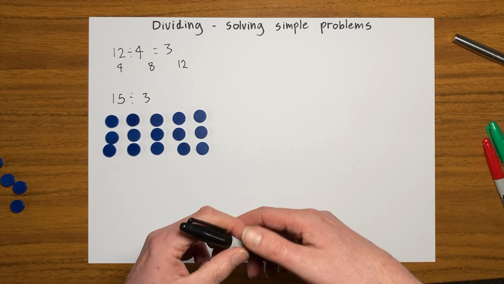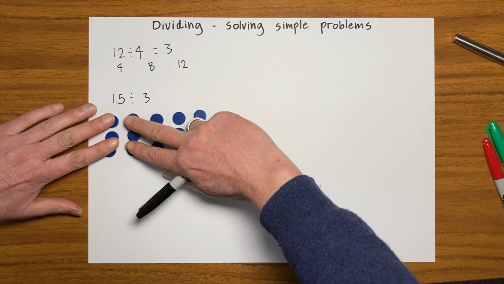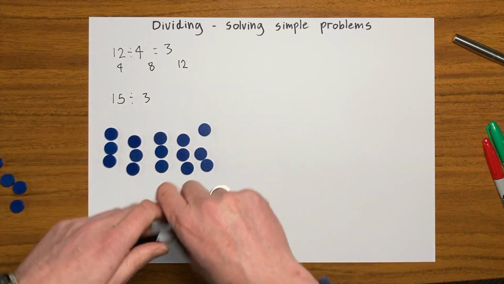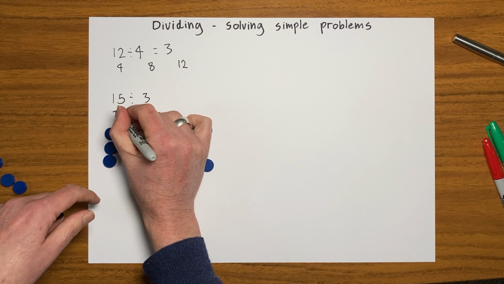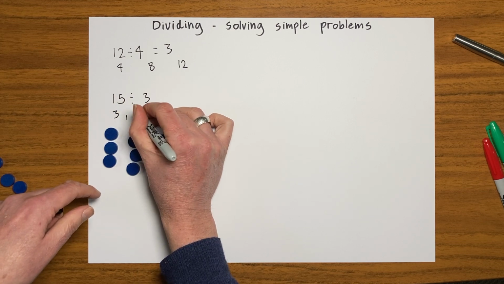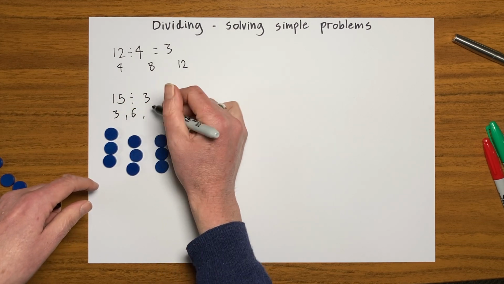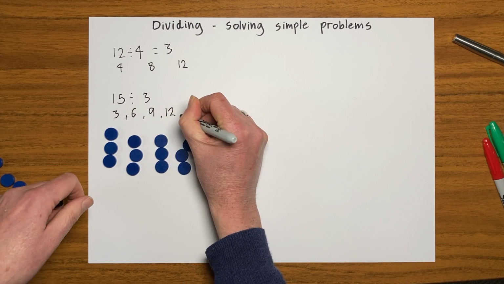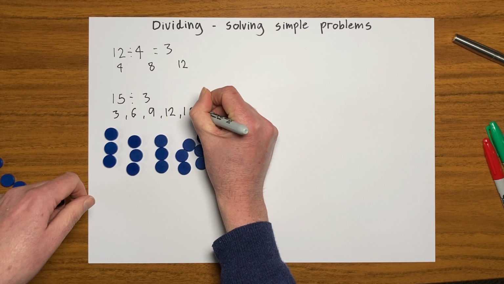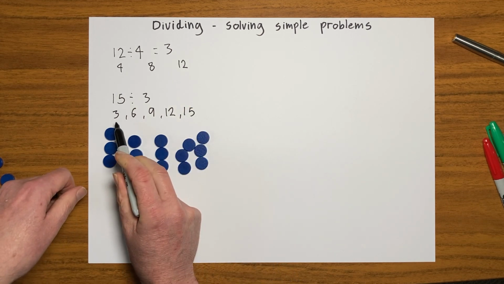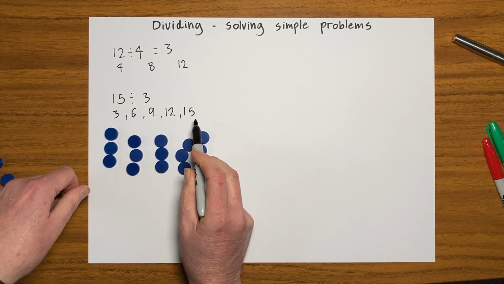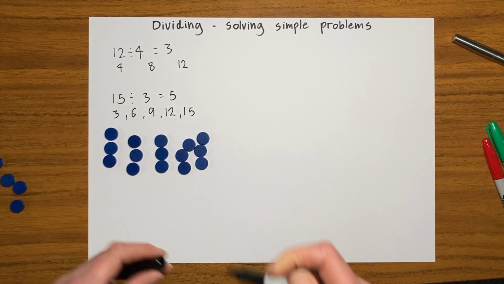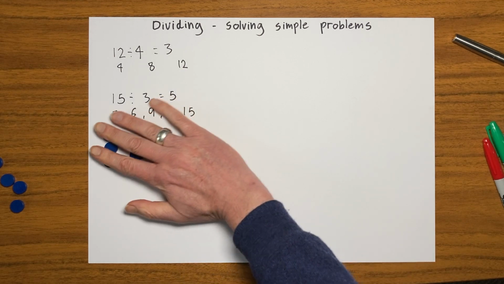Now if I didn't have the counters, I could just count up in 3s until I get to 15. Let's go. 3. I'll put a comma here now. 6, 9, 12, 15. How many times did I count up in 3 till I got to 15? 5. And that gives me my answer. And this is always going to work.